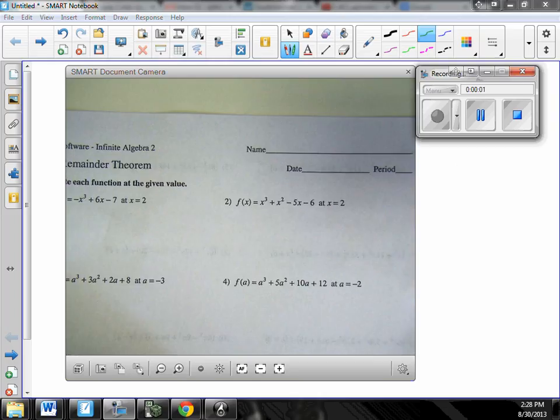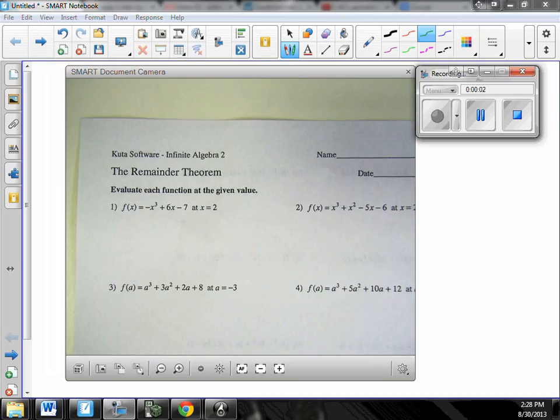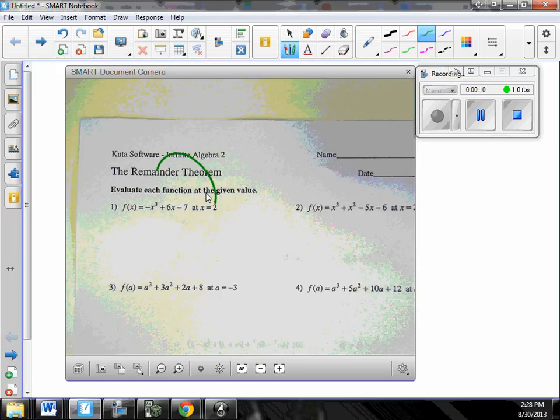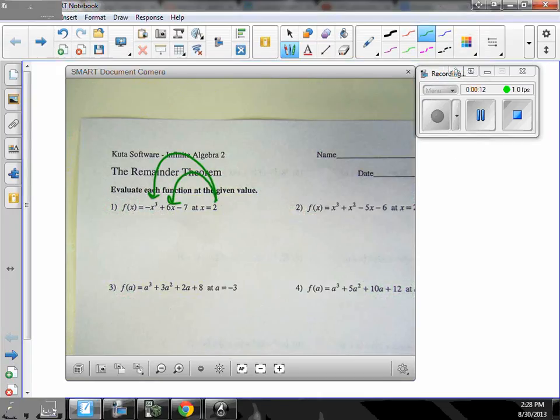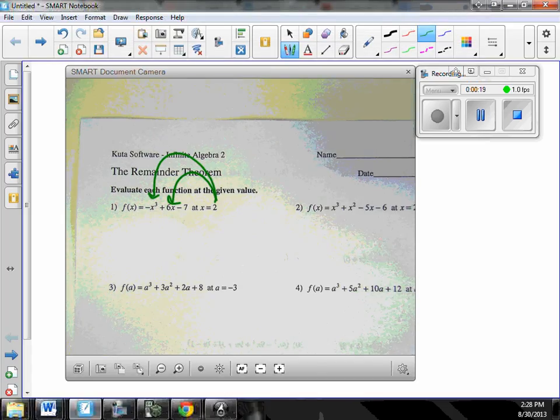Looking at problem 1, one way to evaluate this function is to actually plug in 2 into all the x's. So I would plug 2 into x to the third, and I would plug 2 into x. And that would work. You could also graph the function and do evaluate at 2, and it would give you the y value. Or you can use synthetic division.